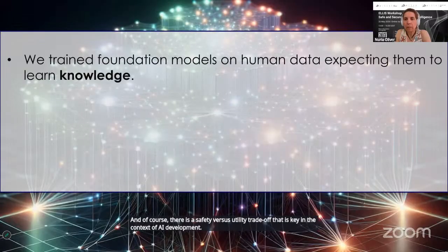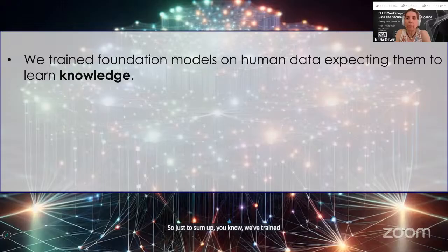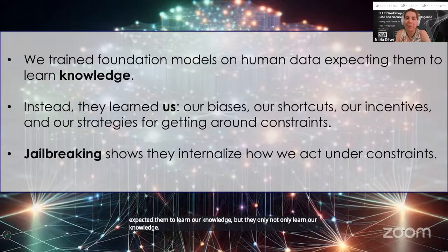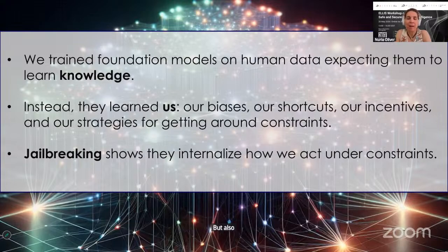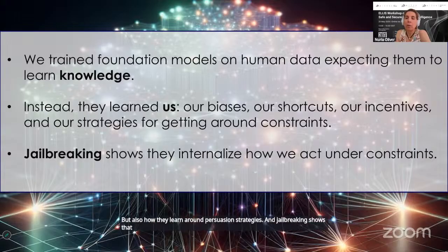So just to sum up, we've trained foundation models on our data, expecting them to learn our knowledge, but they not only learn our knowledge, they also learn a lot of other things about us. We've done a lot of work that I didn't present today on how many of our biases they learn, but also how they learn persuasion strategies. And jailbreaking shows that they internalize how we act under constraints and leverage that to, in this case, persuade other LLMs.